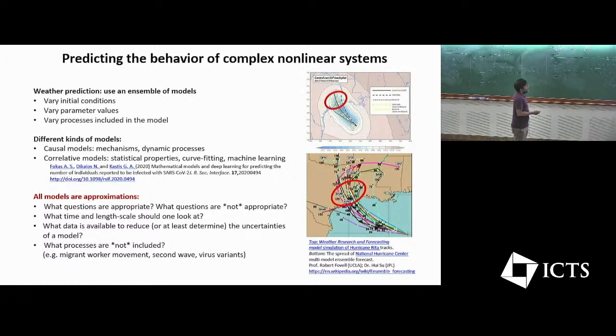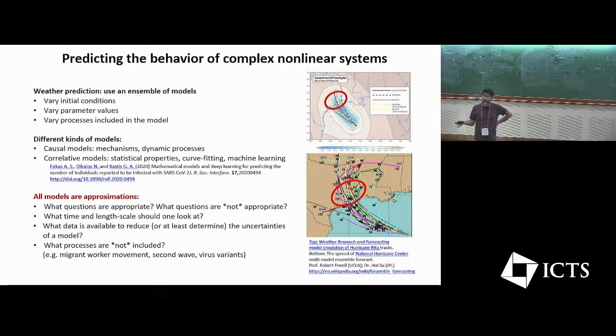Okay, but let me just mention, it's very important for you to keep in mind that all of these models, however complicated they may be, are nevertheless making various kinds of approximations and assumptions. So always keep in mind and try to ask these kinds of questions. What kinds of predictions, or what kinds of questions, is this model trying to answer? What questions is it appropriate to answer? What questions is it not appropriate to answer?